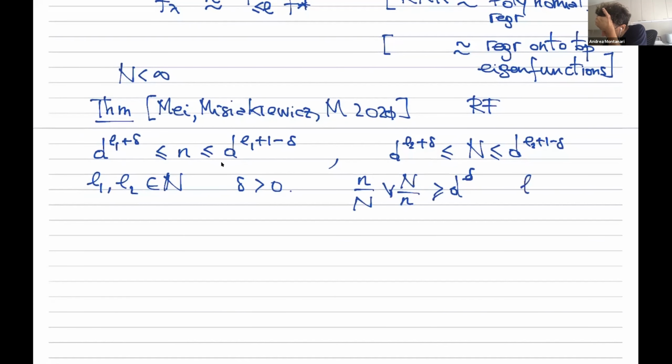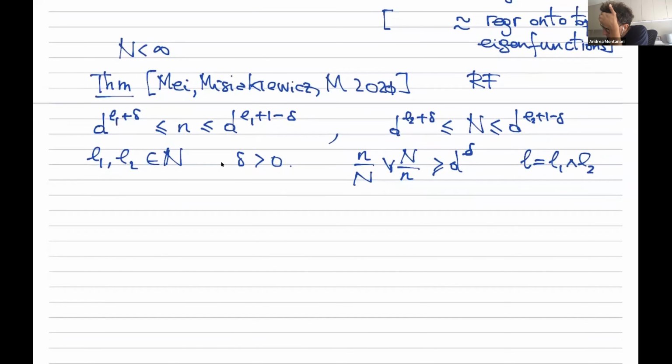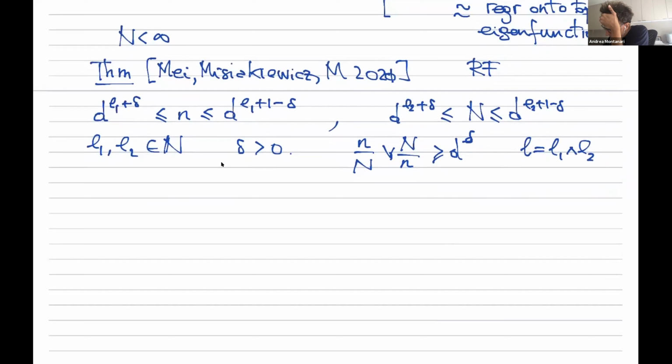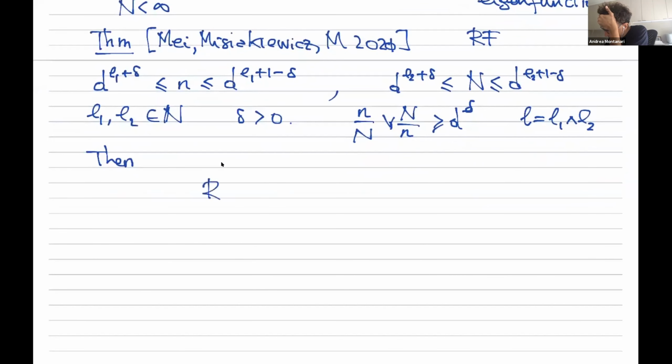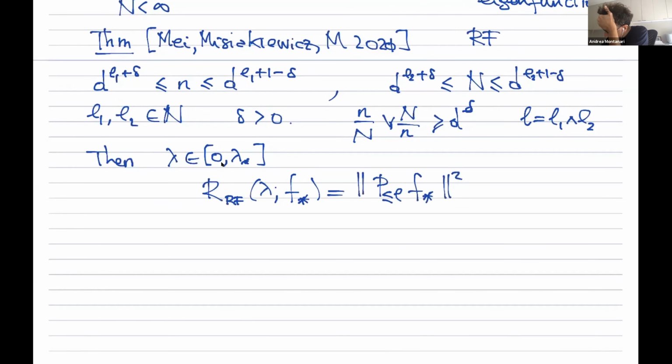Then call L the minimum of L1 and L2, so of the two exponents. Then the risk of random feature regression at lambda of f star, for any lambda small enough, is equal to the projection onto polynomials of degree at most L of f star, plus a smaller order term.